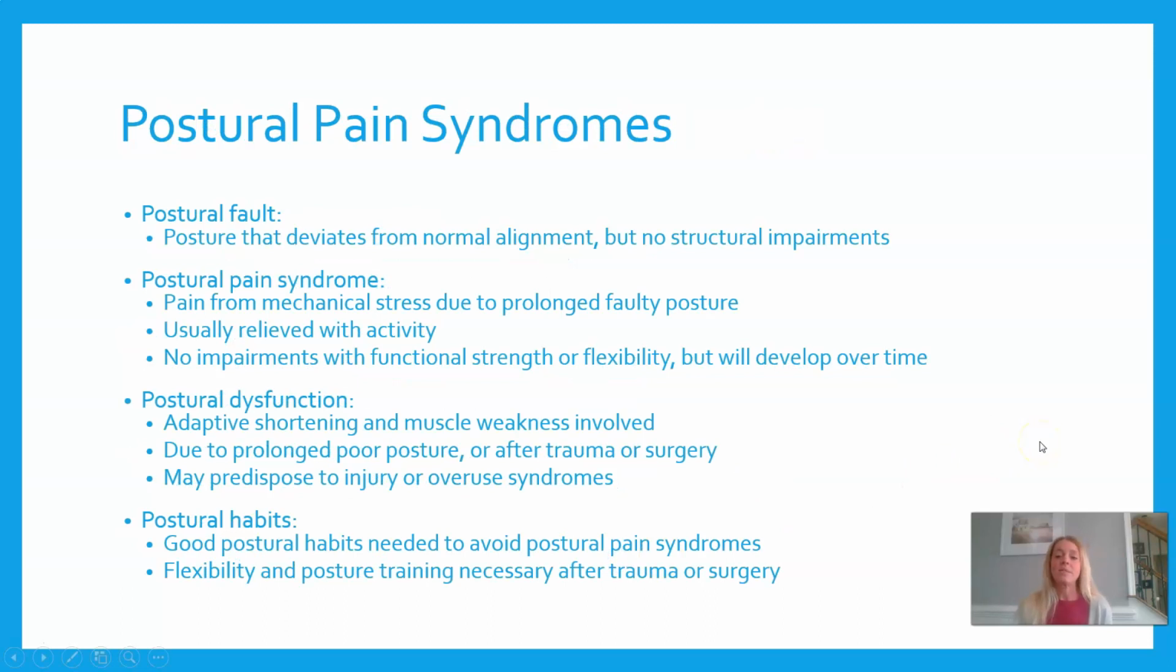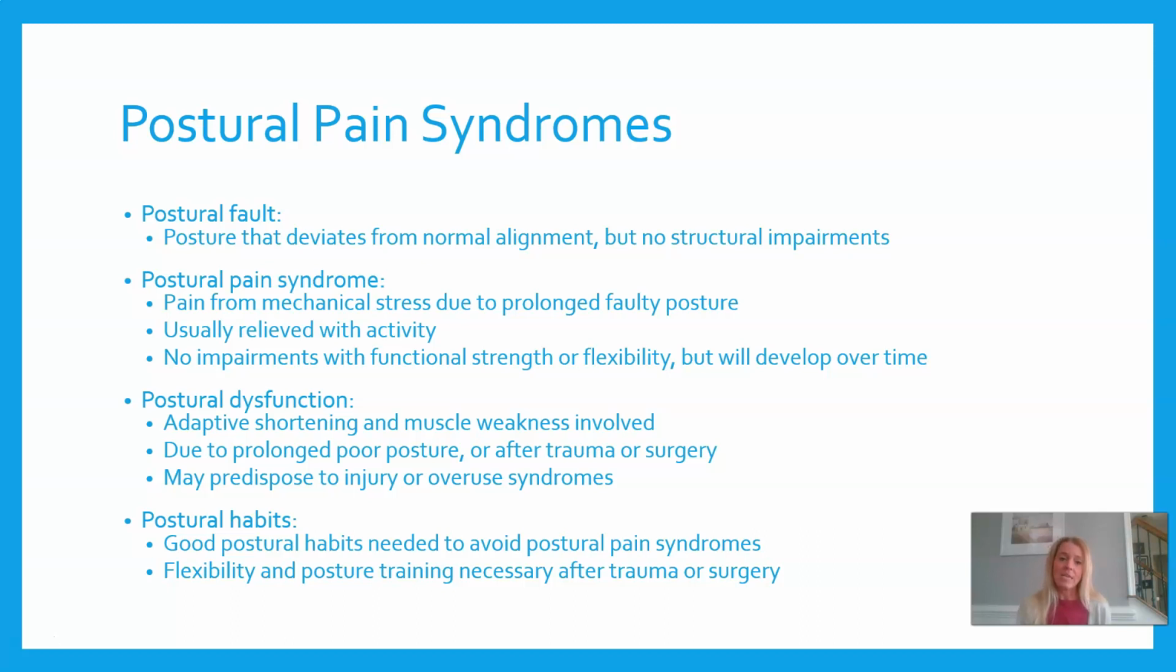So the book talks about some postural pain syndromes and gives some different definitions for each of these terms. So a patient can have a postural fault, which is a posture that's going to deviate from normal, but there's no structural impairment. So this is a reversible issue where we can simply move them out of that position. Postural pain syndrome is now pain from mechanical stress due to prolonged maintenance of a faulty posture. There is pain now associated with it, whereas just a postural fault doesn't necessarily have pain associated with it.